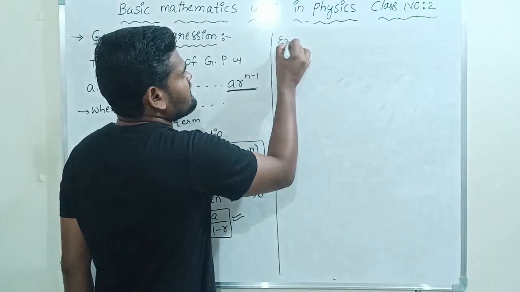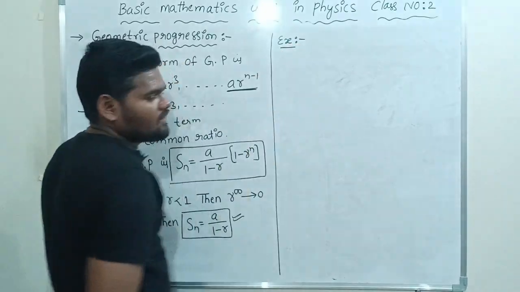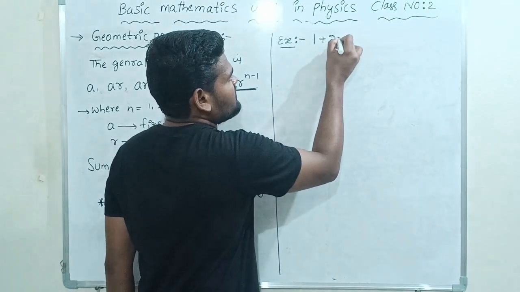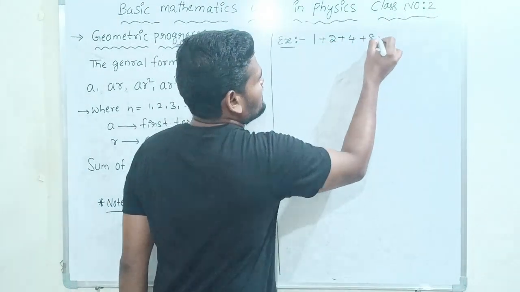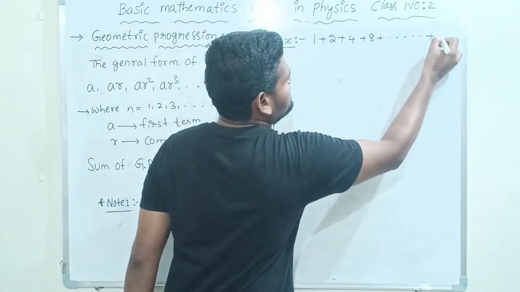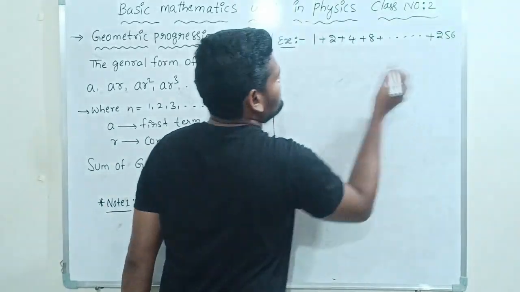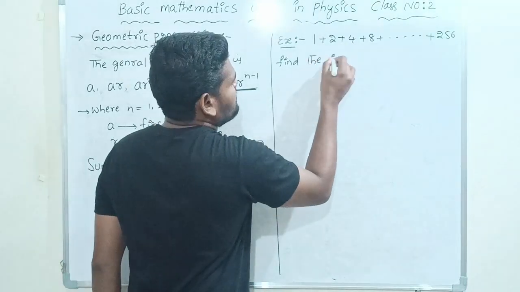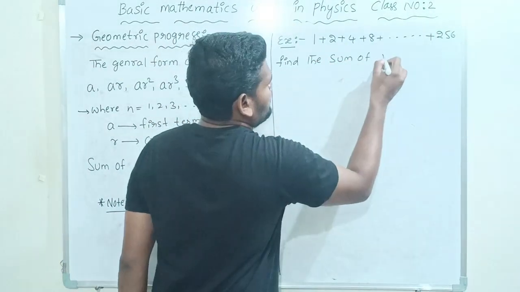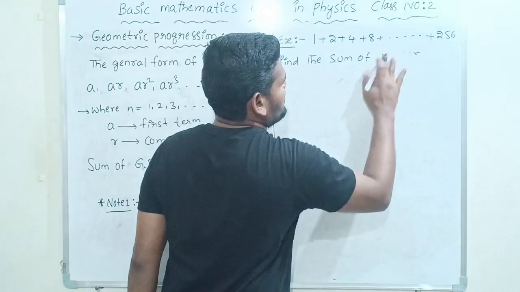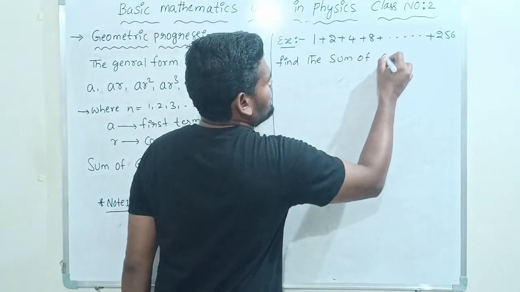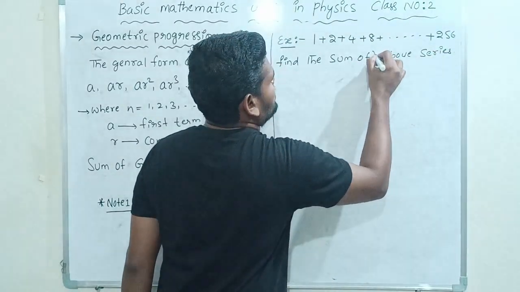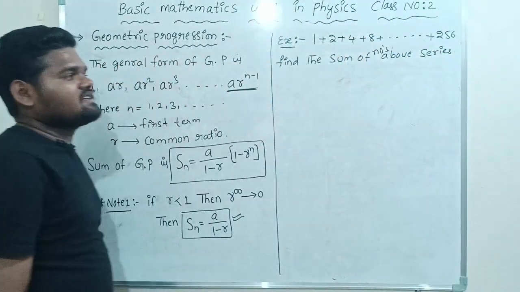Right. Let us see one example problem. The series is given like this: 1 plus 2 plus 4 plus 8 plus and so on plus 256. Find the sum of n terms. Not n terms, find the sum of the above series, the sum of numbers in the above series.